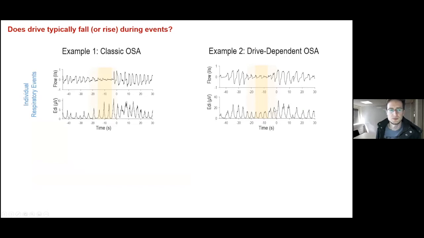All right, so let's get into some of the results. Question 1 was, does drive typically fall or rise during events? We've got another patient with a classic OSA look over here, another patient with a drive-dependent OSA look on the right.